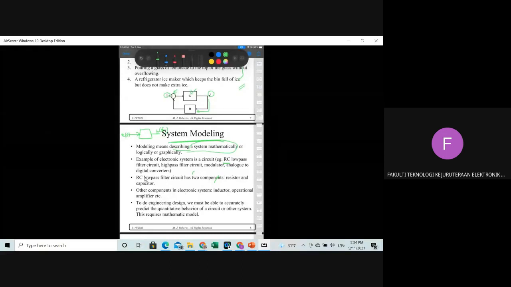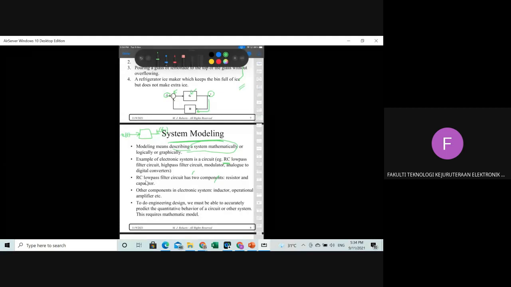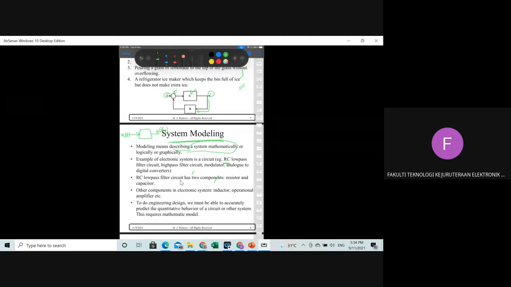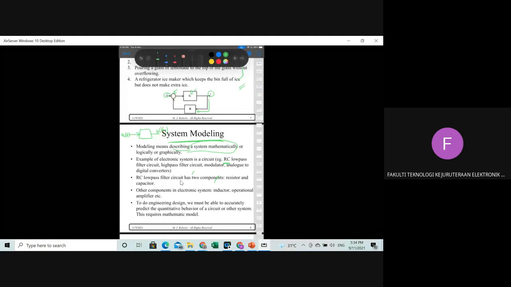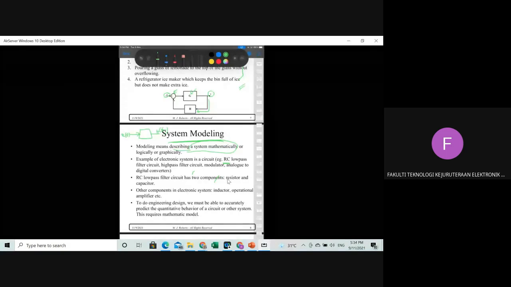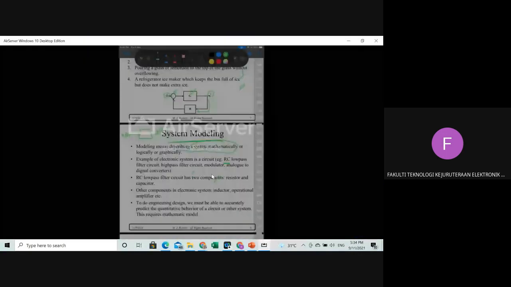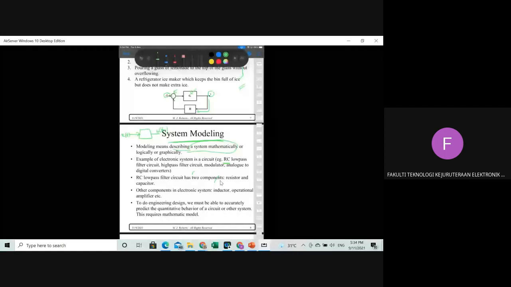Okay, so the RC filter circuit is an example of a system. It consists of two components, that is the resistor and the capacitor. The resistor and the capacitor form the system. Okay, so you have the input voltage and then you see the output voltage.